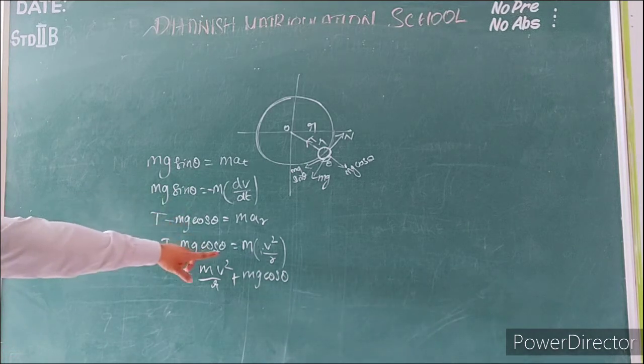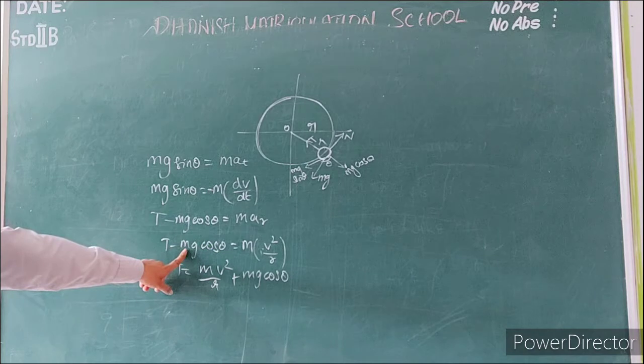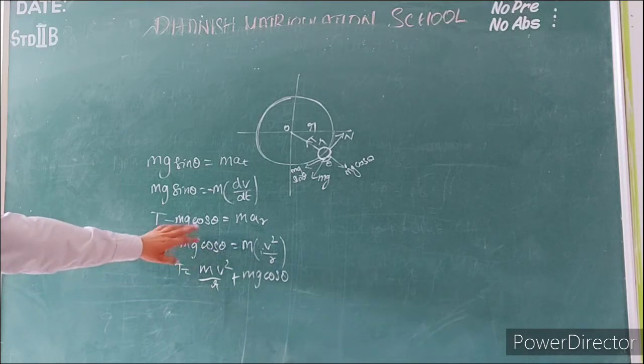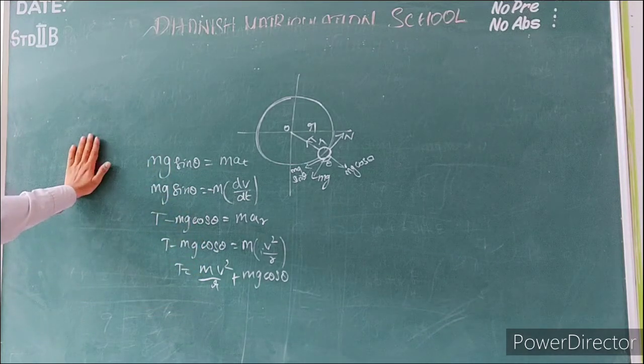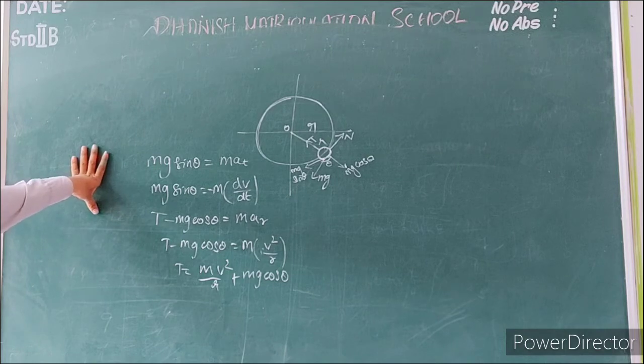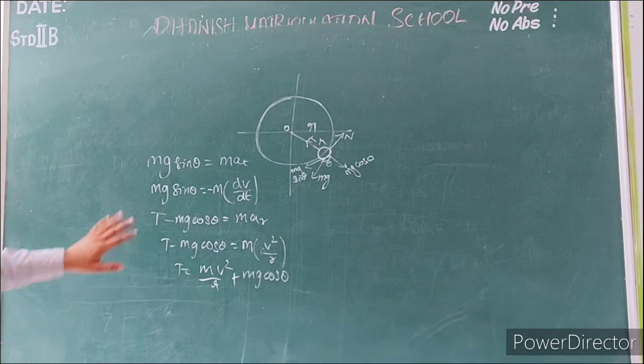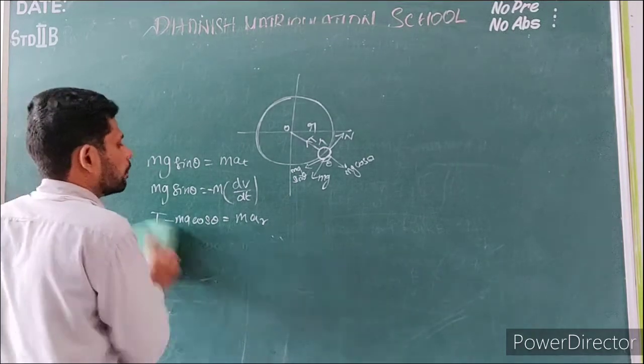The mv squared by r equals T minus mg cos theta. The second term is always greater than 0, hence the velocity cannot vanish even if the tension vanishes. Even though the tension is not there, the velocity will not vanish.